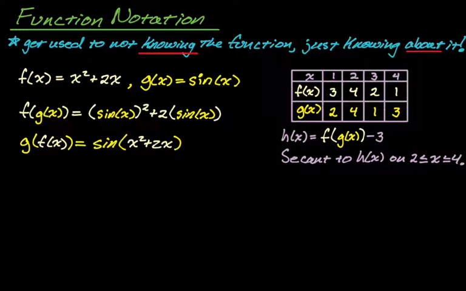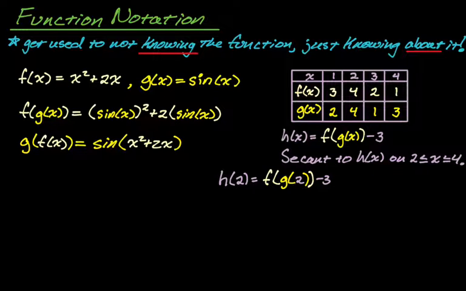So we have a table of values. x goes from 1 to 4. We have some f of x values, some g of x values. We're told h of x is f of g of x minus 3. And the question is to write the secant to h of x on 2 to 4. This is a common type of thing. So I'm going to say I need to find h of 2.